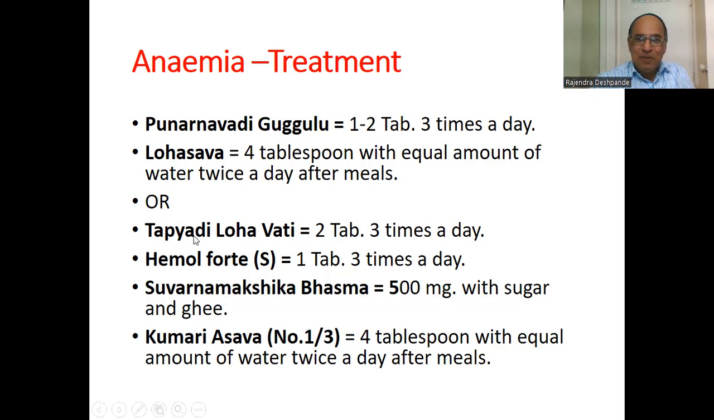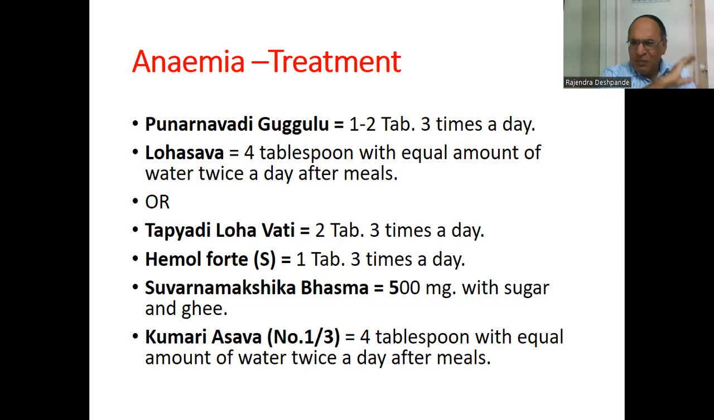Tapyadi Loha, 2 tablets 3 times a day, Himalfur of Sandu Company, 1 tablet 3 times a day, and Suvarnamakshika Bhasma, 100 mg with sugar and ghee. Ghee is very important. Write down, please: in each and every anemic patient, don't forget the anupana, as plain ghee or medicated ghee.